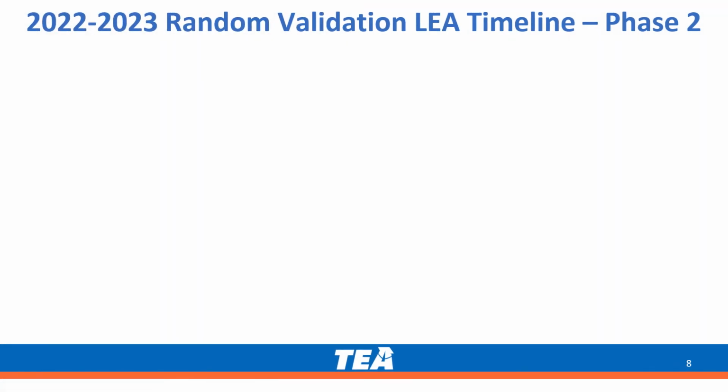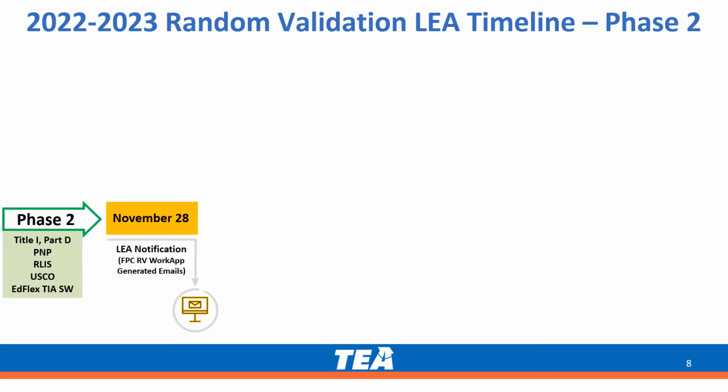We will now take a look at some key dates related to the 22-23 Random Validation Phase 2 process. On November 28th, LEAs that have been selected to participate will be notified via an email generated by the Federal Program Compliance Division Random Validation Work App system. The LEA contacts that are part of the Department of Grants and Compliance Administration Work App or Smartsheets Work App will be the individuals that will receive the notification.